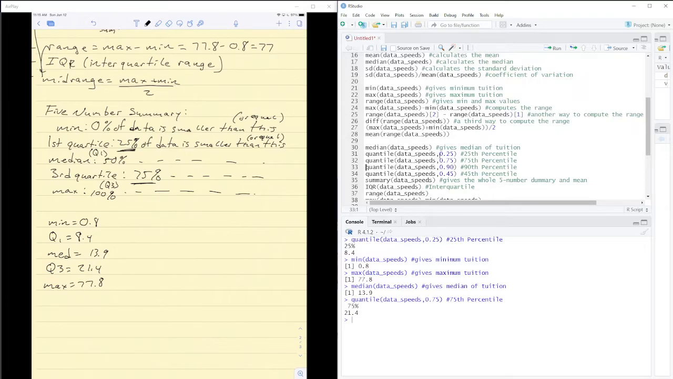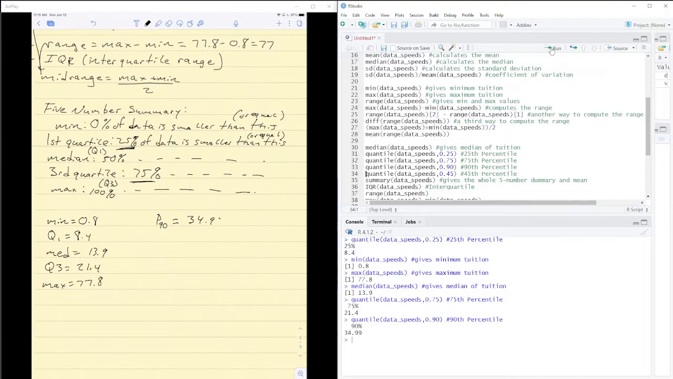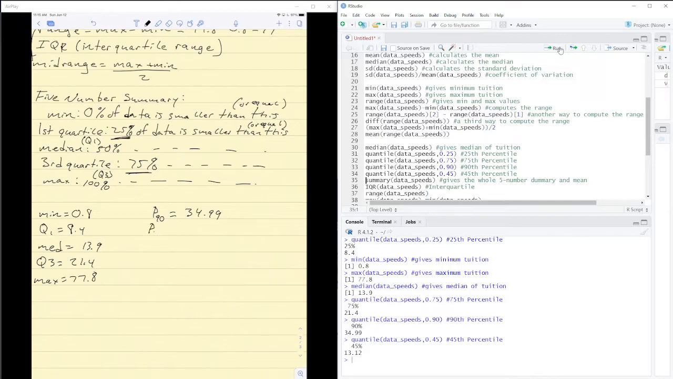And these, like I said, don't have to be multiples of 25. You can calculate any percentile you want. So if I wanted the 90th percentile, we'll call it P90, that would be 34.99. If I wanted, say, the 45th percentile, we'll call that P45, that would be 13.12.